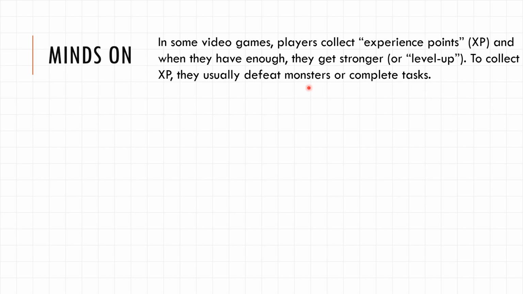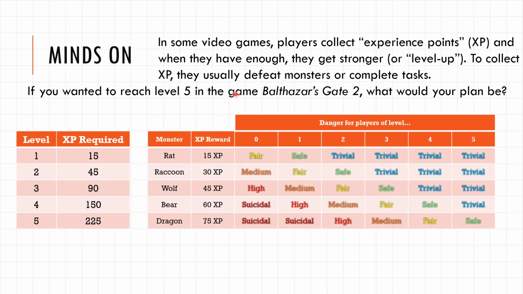In one game, if you wanted to reach level 5 in the game Balthazar's Gate 2, taking a look at this right here, what would your plan be? You're trying to reach level 5. Right now you're at level 0. You have no experience points and no levels. These two tables show you that you need 15 experience points to reach level 1. You need 45 experience points to reach level 2. And so on and so forth until you reach level 5.